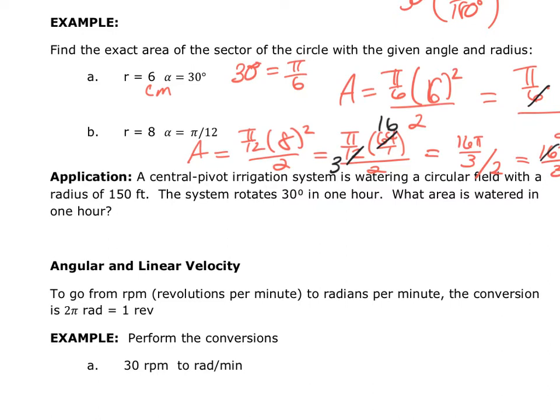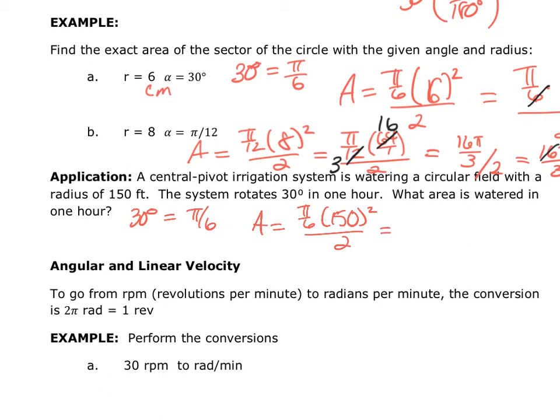Okay? And that's going to depend on how much is rotating in the hour. How much is rotating in the hour? 30 degrees. So go ahead and do that one. So after you've converted the degrees into radians, where 30 degrees is equal to pi over 6, you just throw this into the formula, and I have 150 feet as the radius of my crop, and so I have pi over 6 times 150 squared divided by 2.